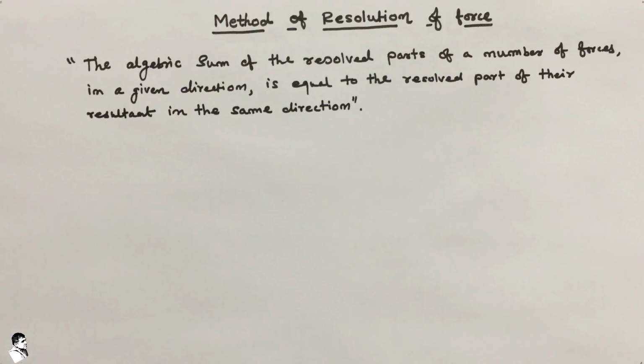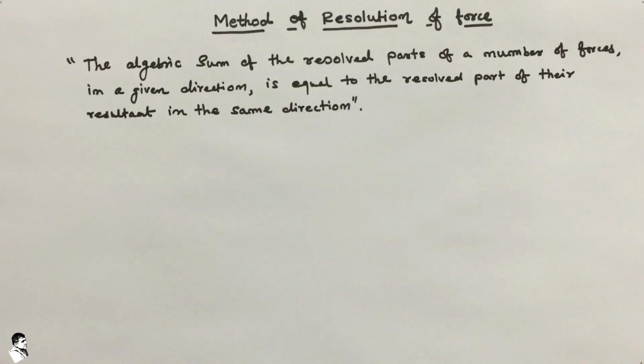So whenever you have an algebraic sum of the resolved parts, there are a number of parts, and if you make a summation of that, in a particular direction it is always equal to the resolved part of that resultant.